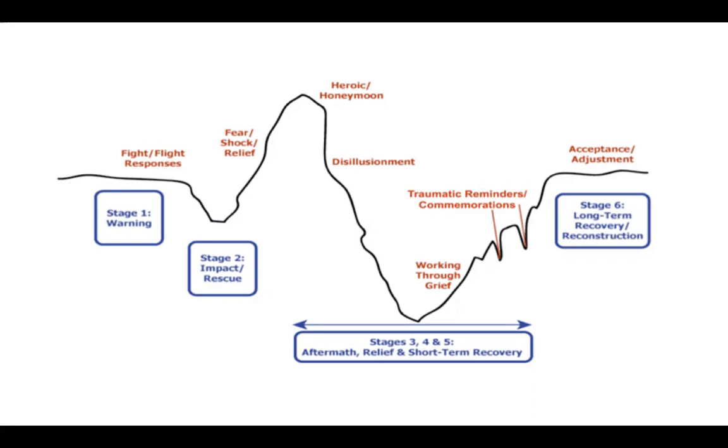But this gives you an outline of what to expect. And I think it's kind of common sense. You look at this and you think, yeah, that's what I'd anticipate. There's that fight and flight response in stage 1. This is that warning period. This is communication of an event. Then you have the actual impact, the rescue period.